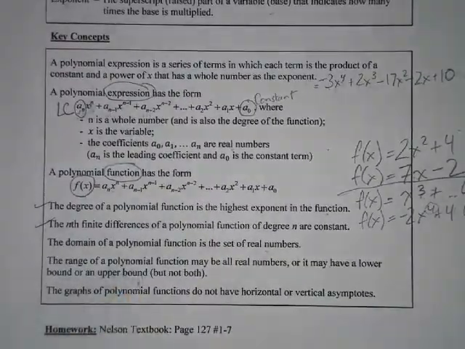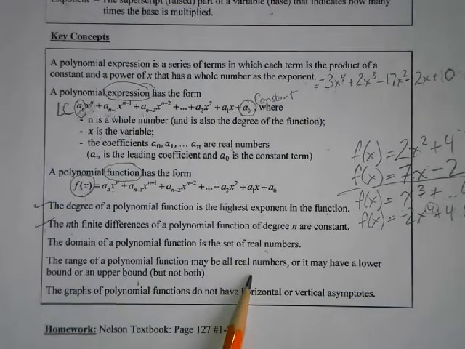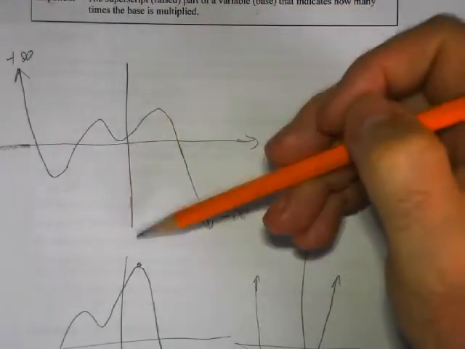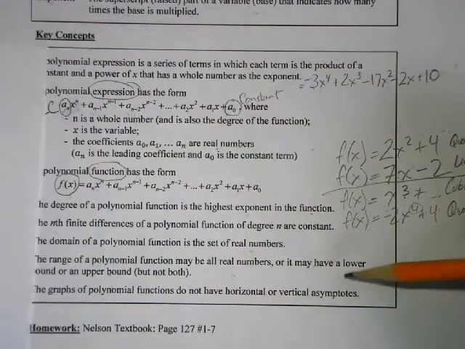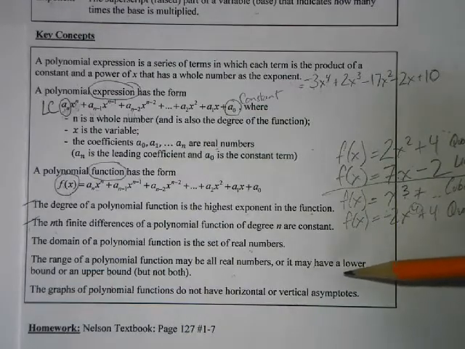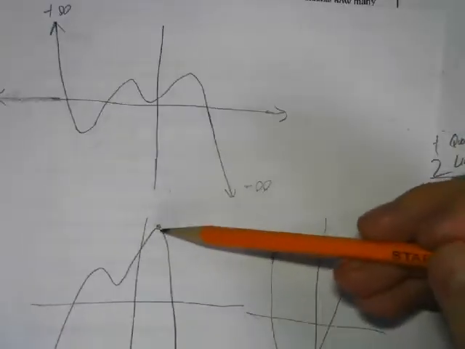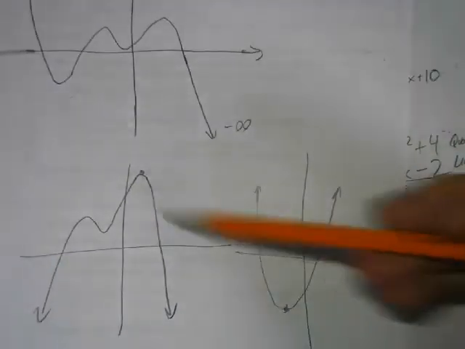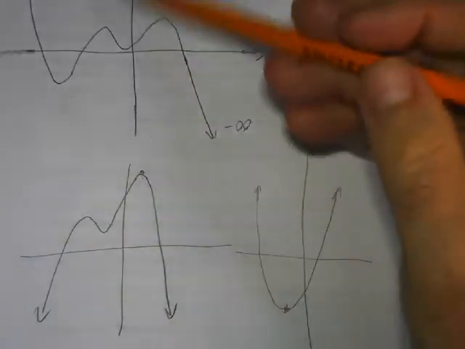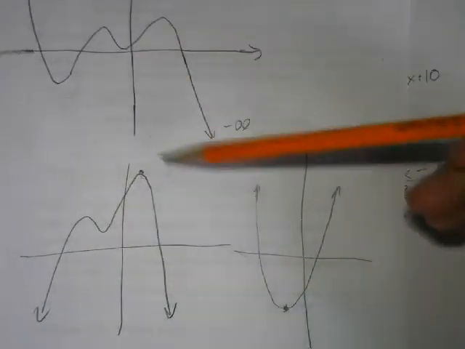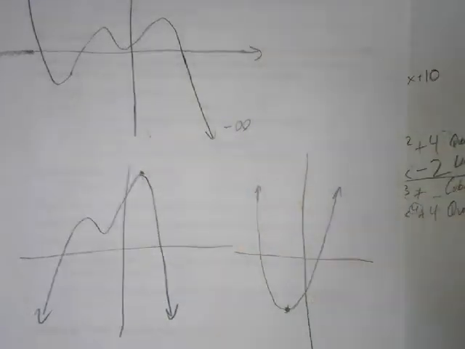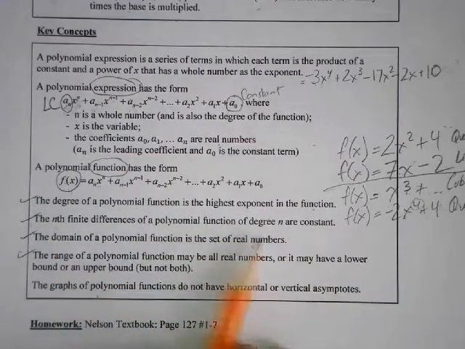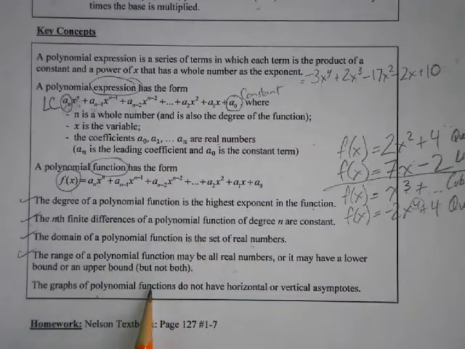The range of a polynomial function may be all real numbers, like the first case here. So the range is all real numbers. All values of y are reachable, or it may have a lower bound, which means minimum, or an upper bound. So this has an upper bound, which is a max. This has a lower bound, which is a min, but it can't have both. It's one of these three cases where there is no max or min, or there's a max or there's a min. Okay, so covered that. Domain and range: the domain's always the same, and the range changes depending on certain characteristics.